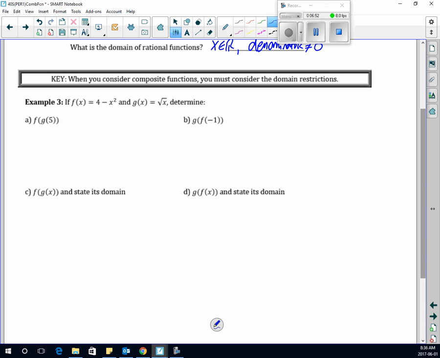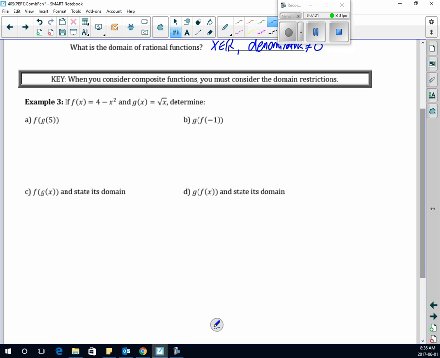So is there a domain restriction of f? That's a quadratic. So is there a domain restriction? No. Is there a domain restriction for g? Yes. What's the domain restriction? X has to be greater than or equal to 0. Yes. Okay, so g of 5. 5 is a legit number to go into the g machine, right? What happens when we get g of 5?